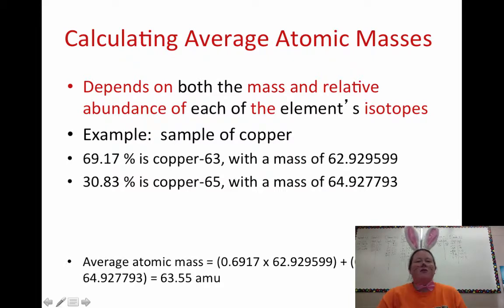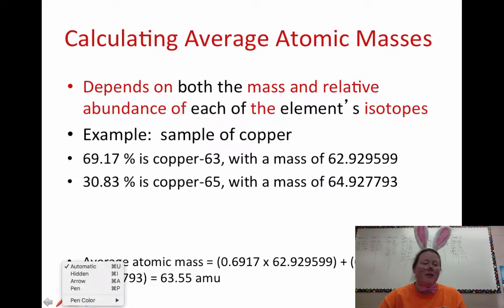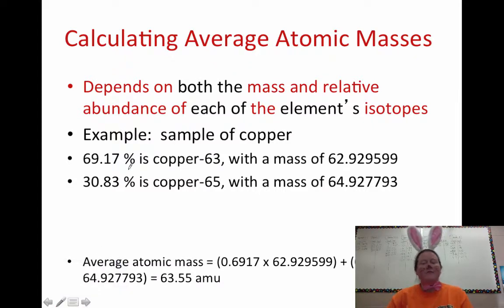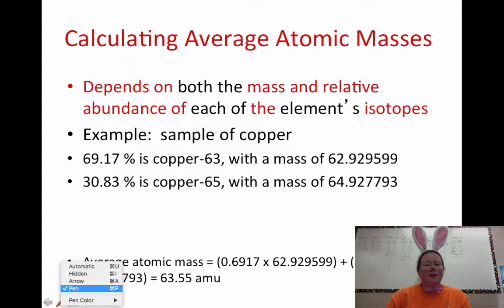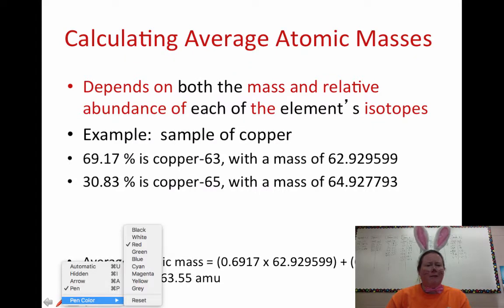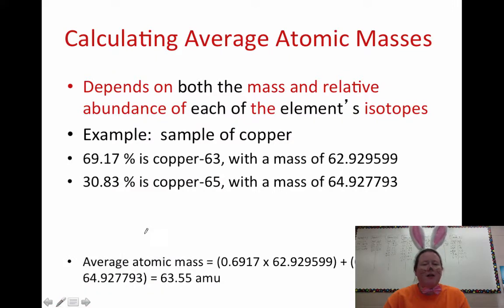Okay, so calculating the average atomic mass. It depends on both the mass and the relative abundances. So if I activate the pen, you will see that I am making sure that I have a color that I like. It keeps being red for some reason. I don't want it to be red. You can't see it very well.